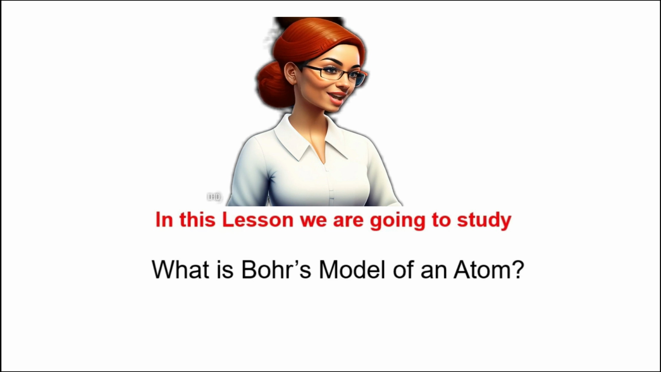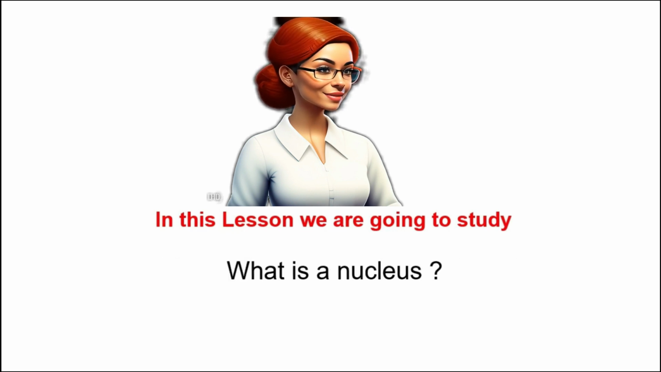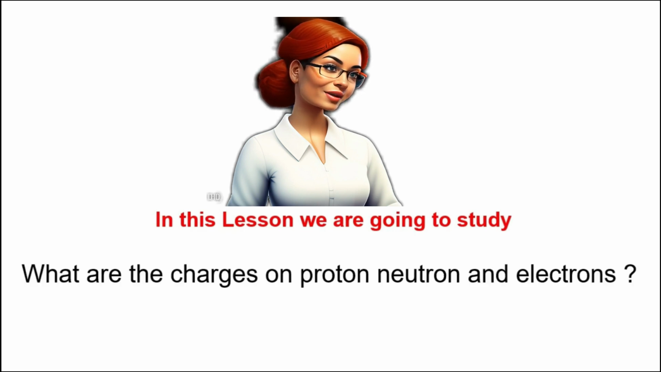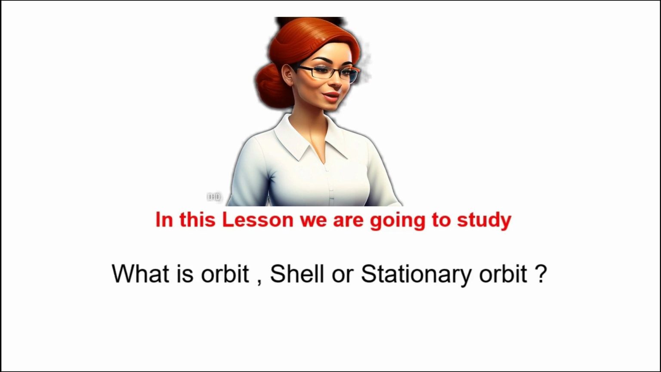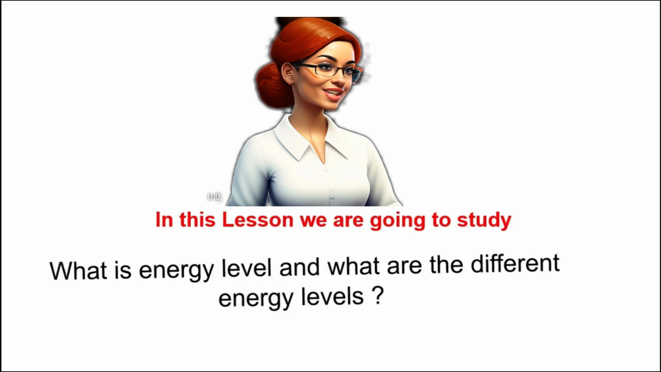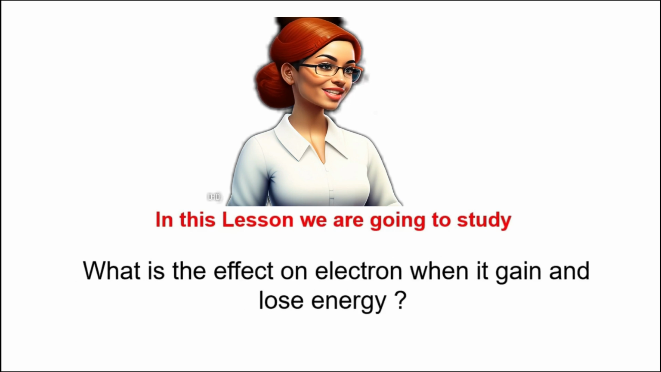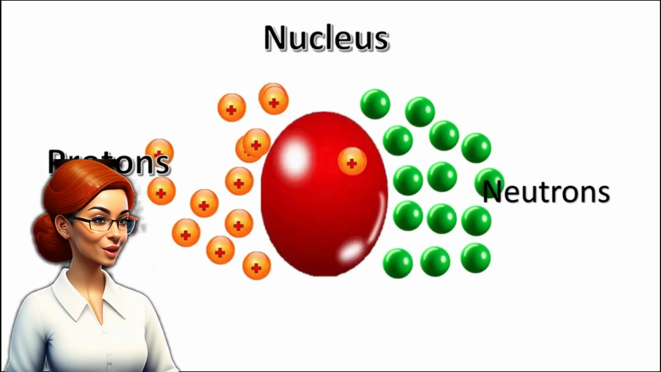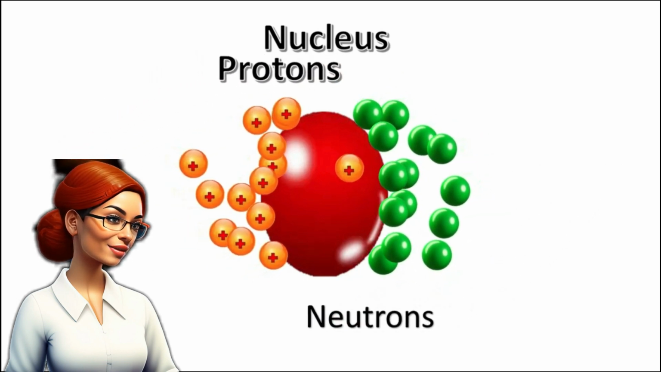In this lesson we are going to study: What is Bohr's model of an atom? What is a nucleus? What are the charges on proton, neutron, and electrons? What is orbit, shell or stationary orbit? What is energy level and what are the different energy levels? What is the effect on an electron when it gains and loses energy?